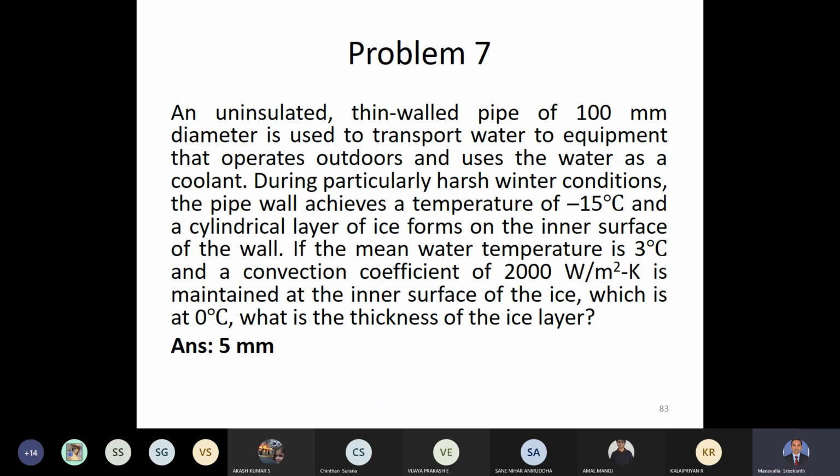The water is at 3 degrees Celsius in the center and the wall is at minus 15 degrees Celsius. That means there is a transition of temperature from a positive value to a negative value, which means somewhere in between there should be a 0 degrees Celsius. And we know that water freezes at 0 degrees Celsius. So we are told that there is a cylindrical layer of ice forming. We are asked to find out what is the thickness of the layer of ice.